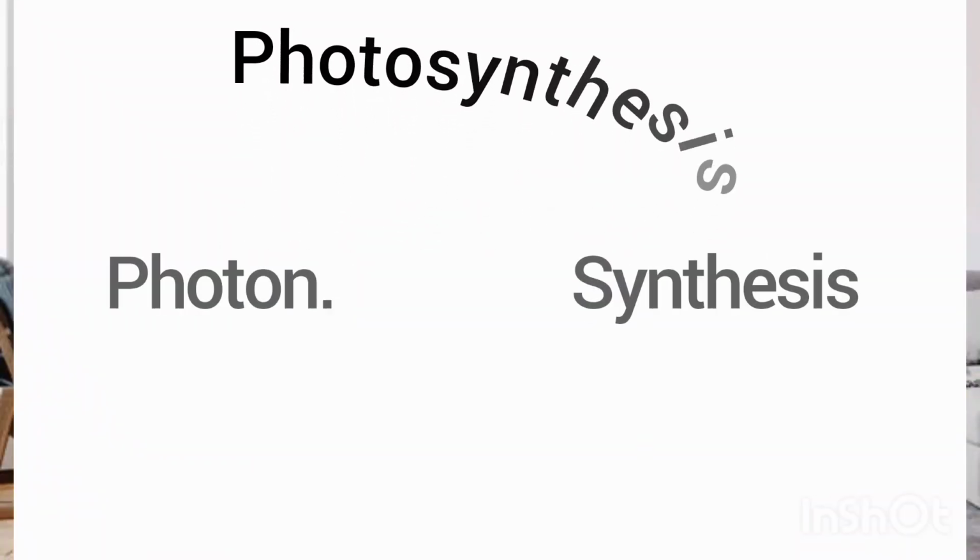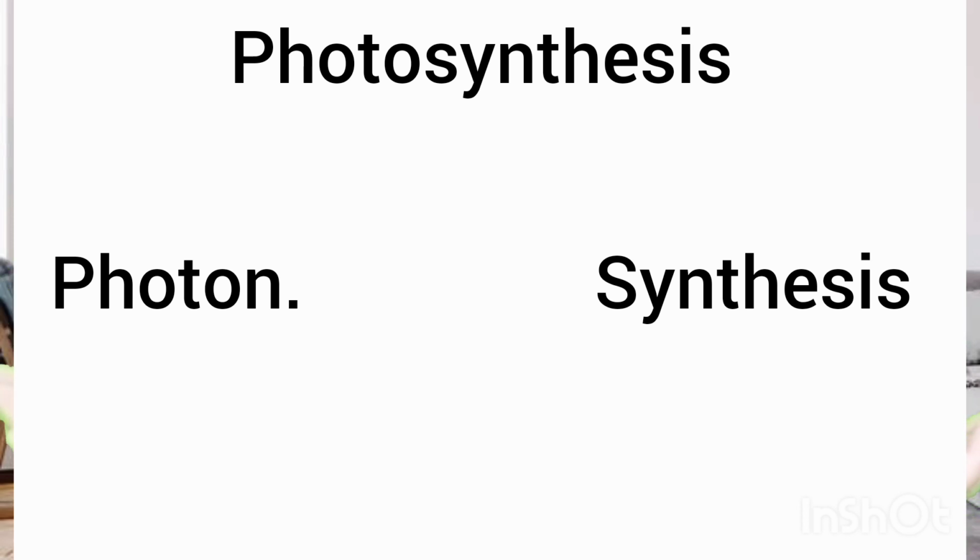Let us start off from a very simple start. First of all, let us understand the word photosynthesis. Let us first separate out the two terms which are present in this word. There are photo and synthesis. Both of these words have a separate meaning. Photo is derived from the word photon, and photon means light.